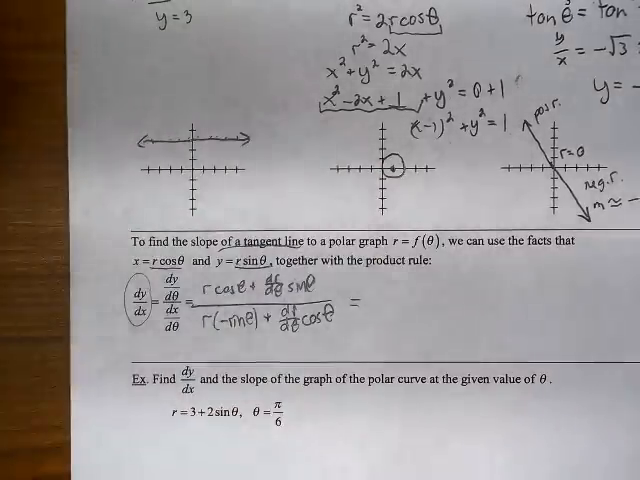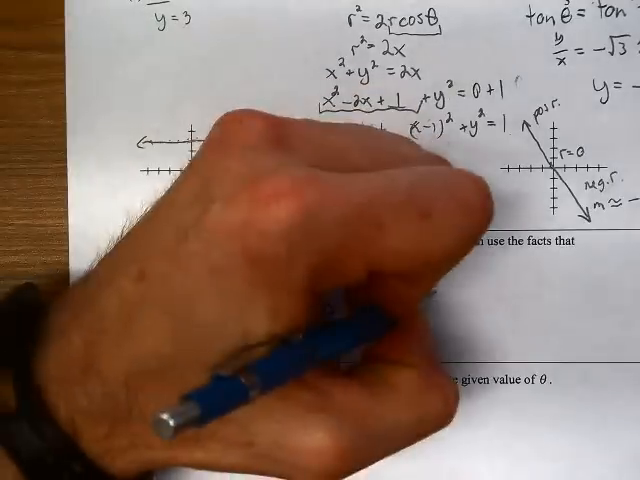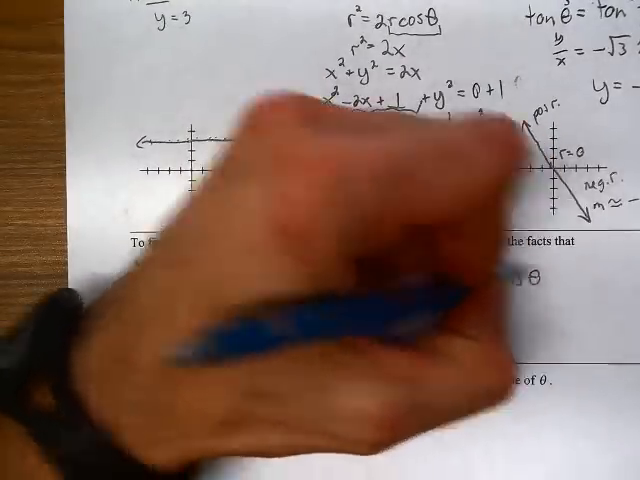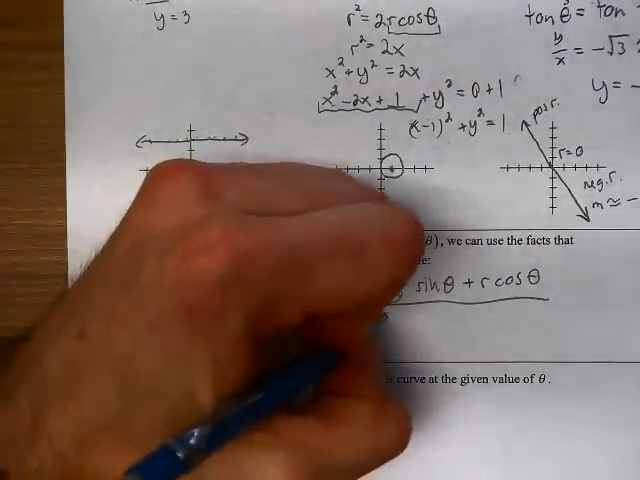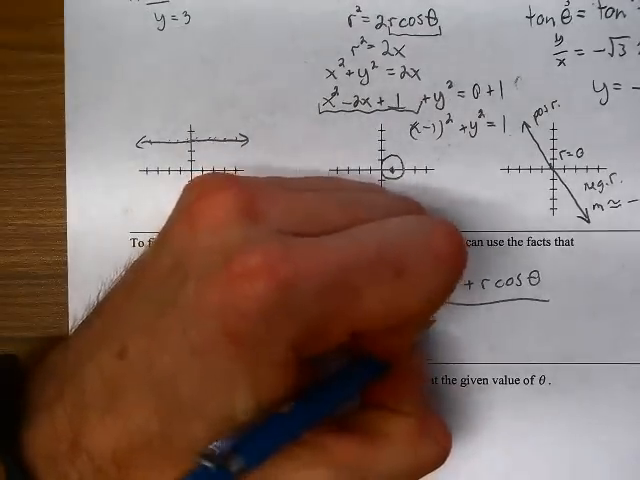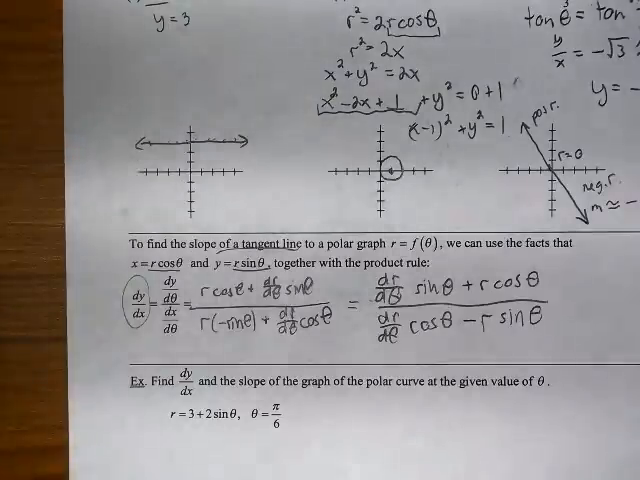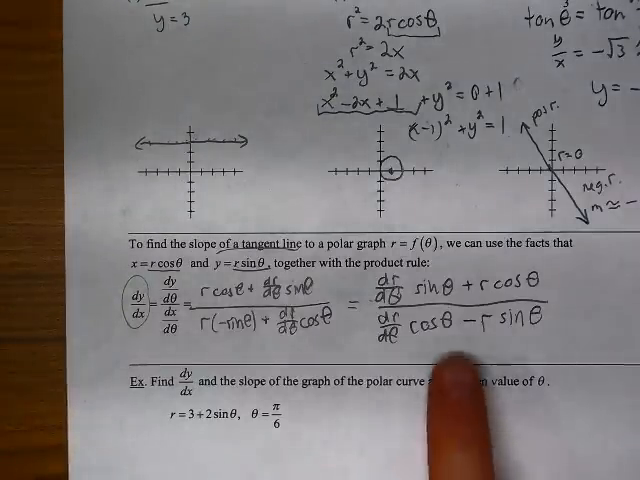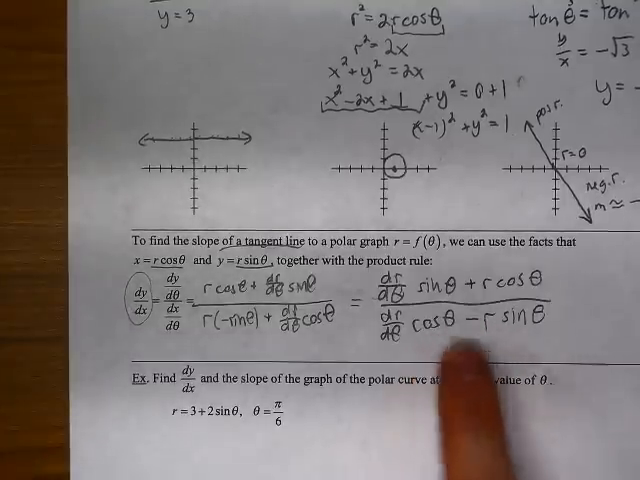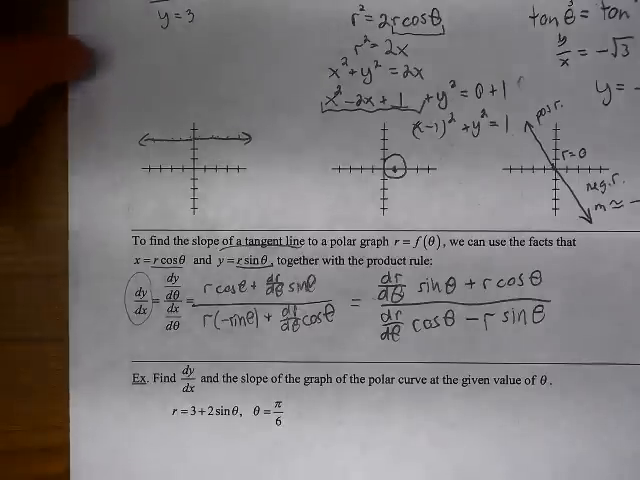So if we rearrange that just a little bit, I'm going to put the dr/d thetas in front. It doesn't really matter. We end up with dr/d theta sine theta plus r cosine theta over dr/d theta cosine theta minus r sine theta. So this will tell me the slope of the tangent line, which is dy/dx, when using polar form. All right, so let's look at an example of that.